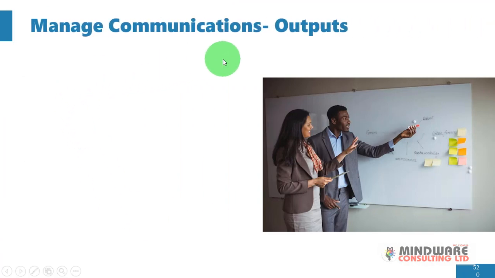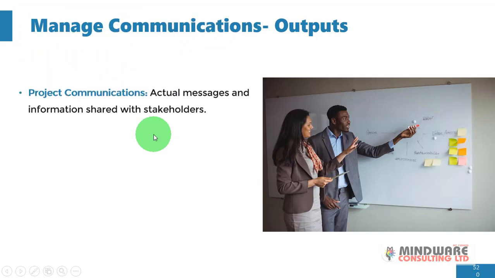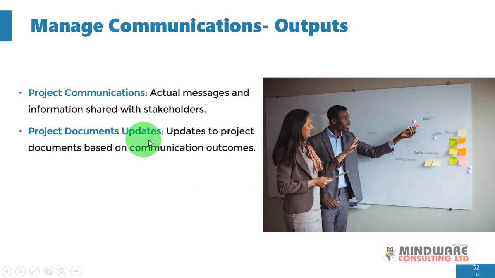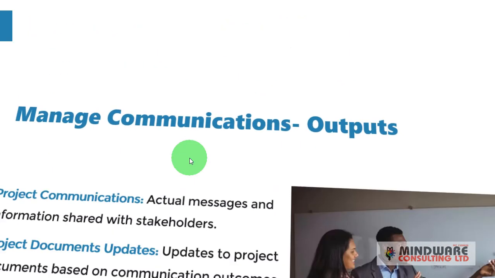Now, what are the outputs from this process? First, you have your project communication. These are actual messages and information shared with stakeholders. So now you have the information going out, the particular information required by each stakeholder going out to the person or the group that it is meant for. Then you have your project document updates. Of course, these are updates made to project documents based on communications outcomes.